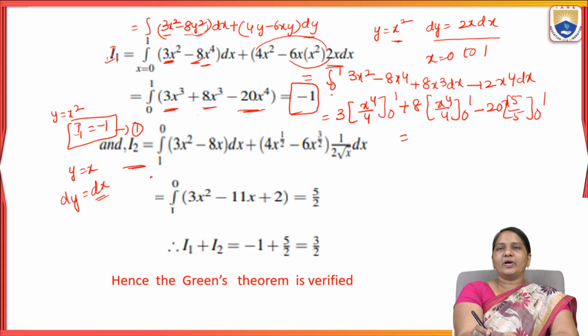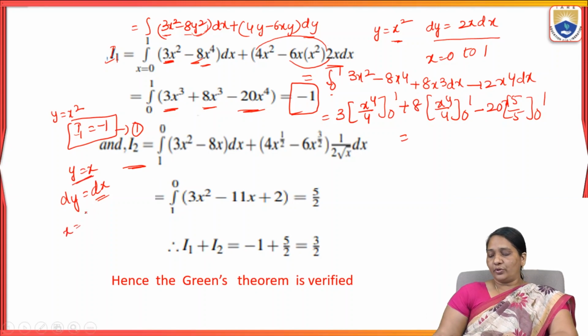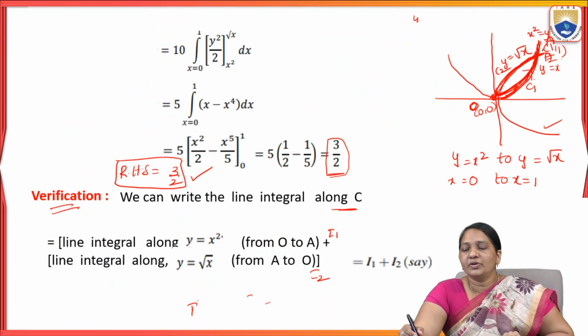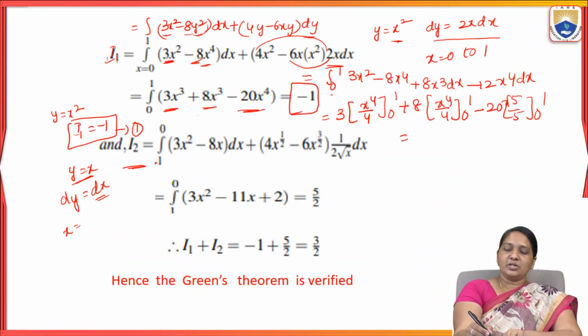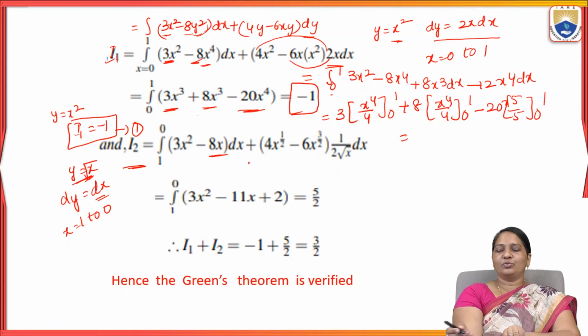So in place of y, we have to replace x, and the x limits are now according to what I already explained here when you are starting from here. So 1 to 0 limits will be there. So here integral 1 to 0, and we have to replace y value as x and dy equal to dx. So I2 equal to integral 1 to 0, 3x square minus 8. In place of y square we are replacing x. So this is root x, right? So we are getting here 8x into dx plus 4 into y equal to root x.